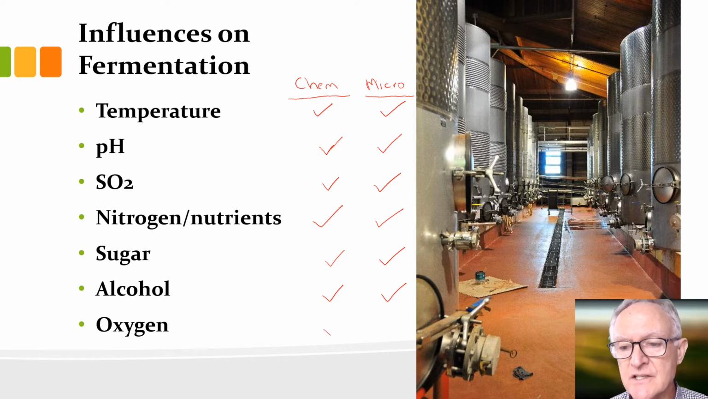And finally, oxygen impacts the chemical reactions in the wine, both during fermentation, but primarily during aging. That's where we limit the amount of oxygen. Oxygen impacts microbes as well, and we talked about the impact on yeast cell membranes in that last lecture. So, as we go through the class, think in terms of the chemistry of the wine and the microbiology of the wine.